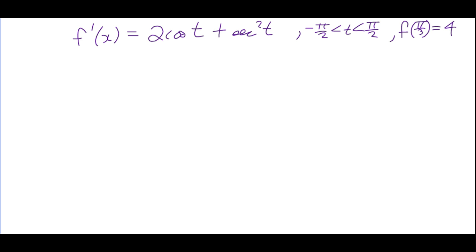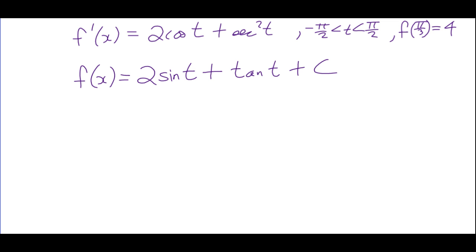So what's the antiderivative of 2 cos t, or the derivative of what gives me 2 cos t? 2 sine t. What's the derivative of 2 sine t? 2 cos t. Good. And what's the antiderivative of sec squared, or the derivative of what is secant squared? Tan t. Plus c, right? So some constant.